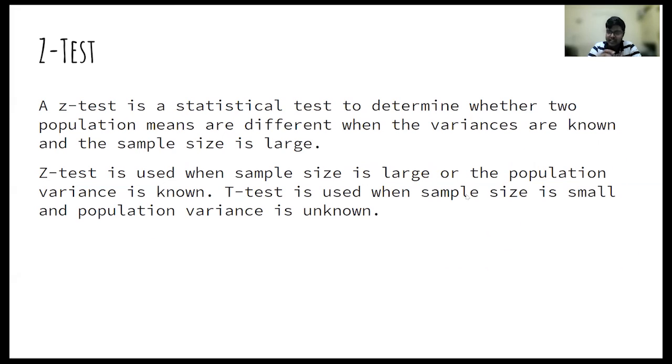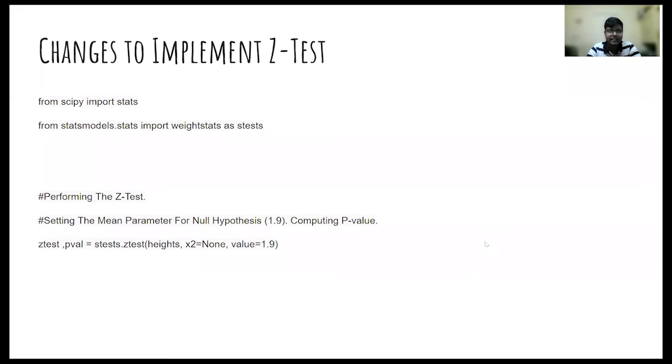The Z-test is used when the sample size is large or the population variance is known. Population variance is a characteristic of the data set. So if we know that, then we can implement the Z-test. When the sample size is low or the variance is not known, the t-test is used. Implementing the Z-test is very easy.